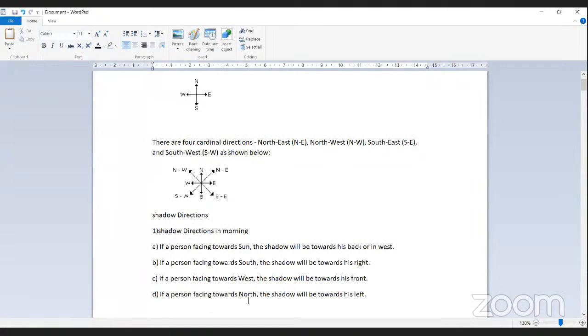If a person is facing north, then where will his shadow be? North and south will be exactly opposite. When you are facing south, your shadow will be towards your right. When you're facing north, your shadow will be towards your left.